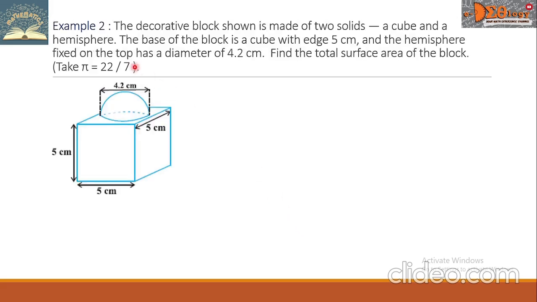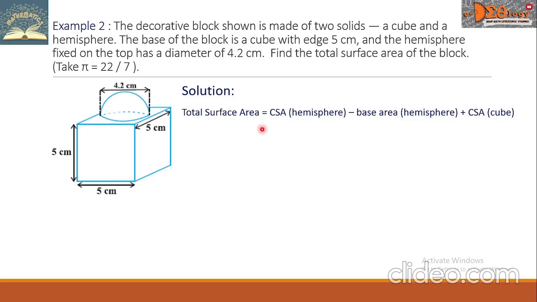Example 2. The decorative block shown is made of two solids, a cube and a hemisphere. The base of the block is a cube with edge 5 cm, and the hemisphere fixed on the top has a diameter of 4.2 centimeter. Find the total surface area of the block. We take pi equals 22 over 7. This is our figure.